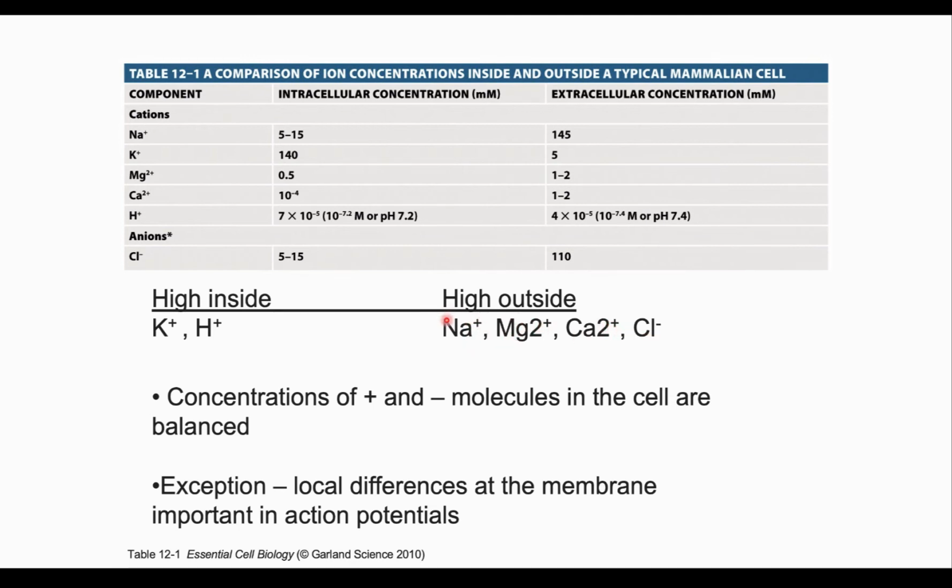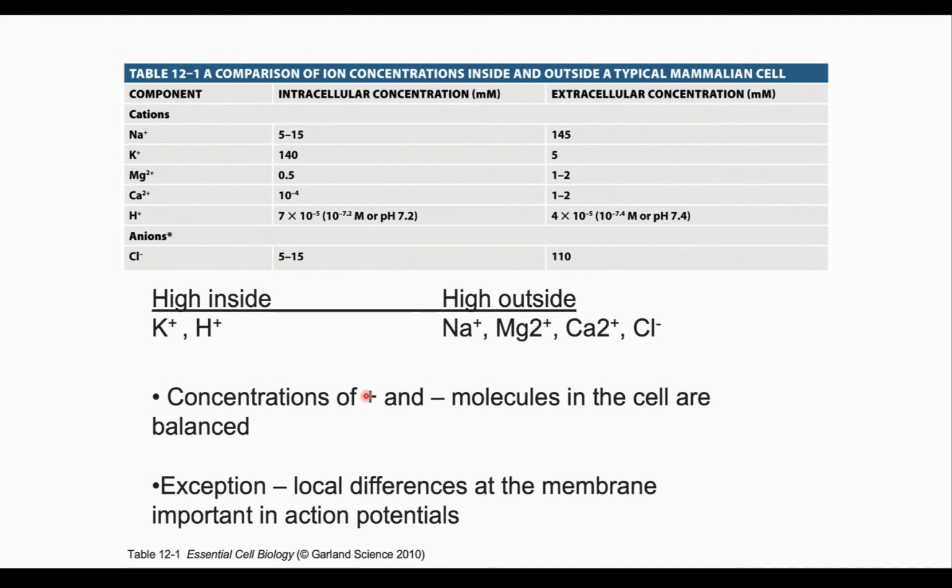You may note that the concentrations of sodium and potassium mirror each other, right? Sodium has a concentration of 145 millimolar extracellularly, and potassium 140 intracellularly. Sodium has a low intracellular concentration of about 5 to 15 millimolar, and potassium is about 5 millimolar in the extracellular fluid. So these concentration gradients are similar in magnitude. The difference in concentration is similar, but the direction is opposite.